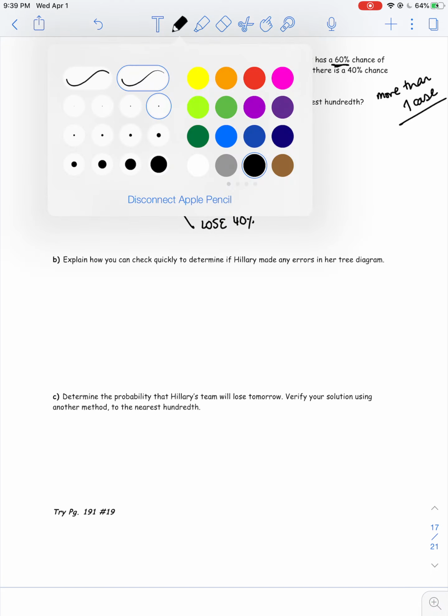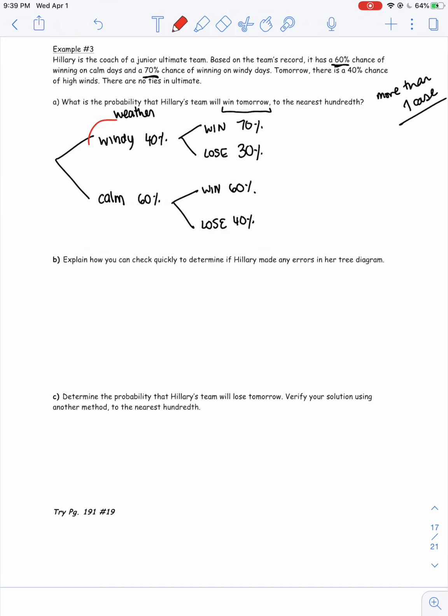Now, in order to get winning, we're going to have to look at 2 parts of the branches. We're going to have to look at windy and winning. So this and is in between here. And we have to look at calm and winning. Whenever we see the word and, it means multiply. So we're going to have to multiply between those 2 values.